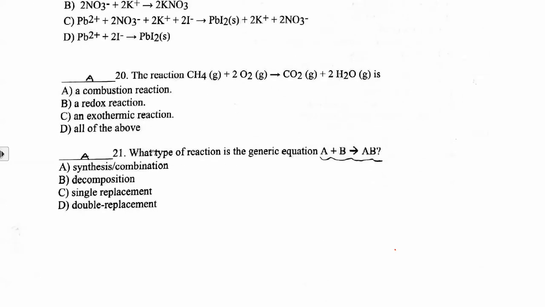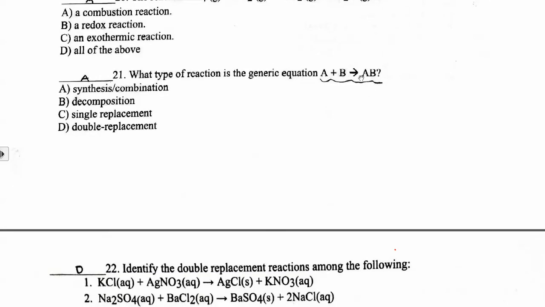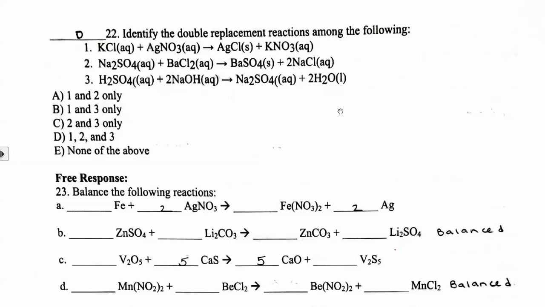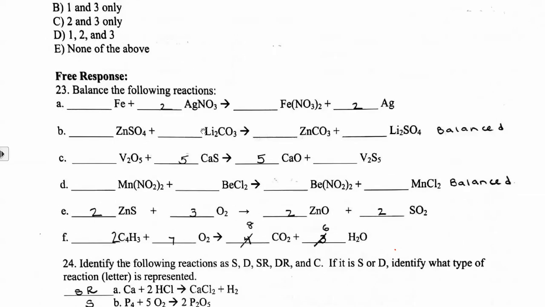Awesome. 20. This is a combustion reaction. You've got a hydrocarbon and oxygen, making CO2 and H2O. And this one, you take two separate things and combine them together. That's a synthesis reaction. So A. Double replacement: which one is it? K and NO3 together, Ag and Cl. This is double replacement. Na and Cl, Ba and SO4 together, that's double replacement. H and OH to make H2O, and Na and SO4, that is double replacement as well. So the answer is D, all of them.